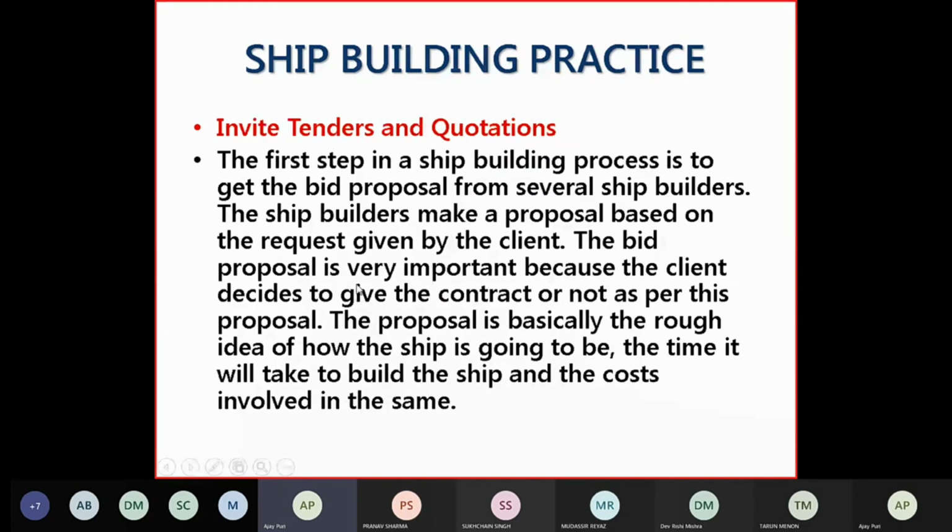So the first process for shipbuilding is your global tender is there, and you're getting bids from various shipbuilding yards. And those are reputed yards. So the shipbuilders make a proposal based on the request of the client, and basis the cost, the time, the reputation of the yard, the client will give you the contract signed, and the proposal idea will be basically rough with the time required for shipbuilding, the cost involved, and the quality of that.